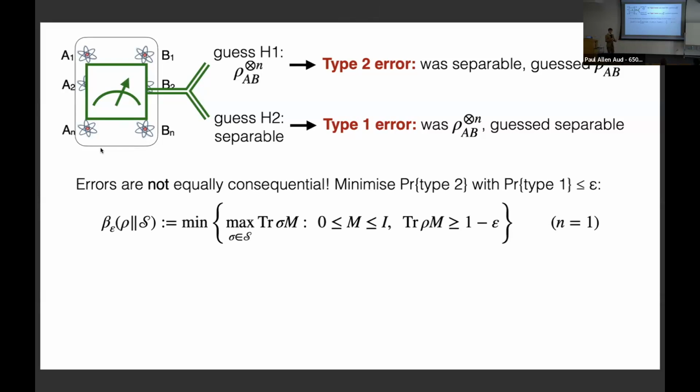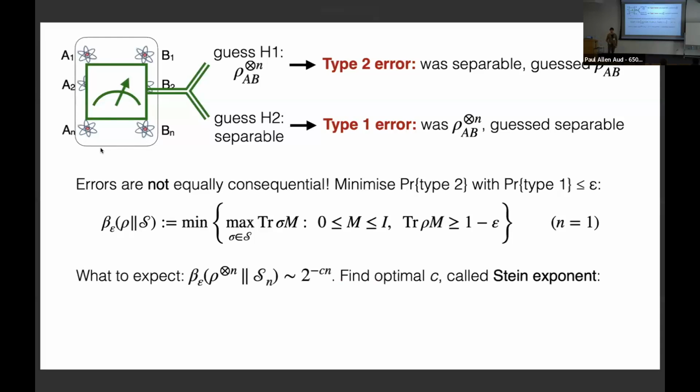Okay, so the quantity of interest is the minimum type 2 error probability for a fixed constraint on the type 1 error probability. So say epsilon is 1%, and I want my type 1 error probability to be at most 1%. And now, how small can I make the type 2 error probability? This is the beta function, which I wrote for n equals 1. There is a maximum over separable states because the adversary is trying to maximize your probability of error, and a minimum over possible tests. The tests for us are just operators between 0 and the identity, just binary tests. And this is the constraint that the type 1 error probability is smaller than epsilon.